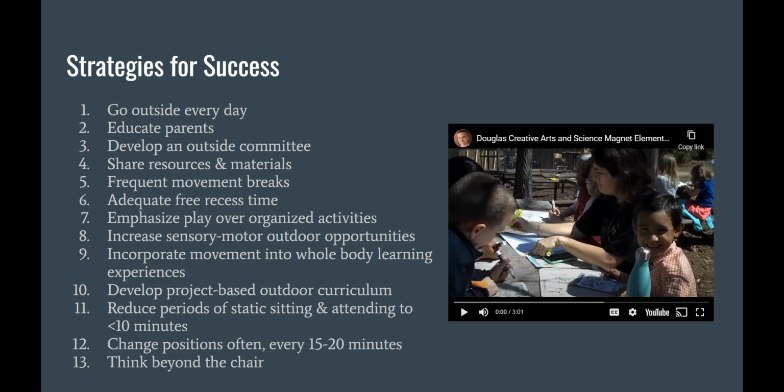Number six, adequate free recess time. I talked about that a little bit. I'm a big proponent of just letting kids be kids. As adults, our job's to structure, and that's going to allow them opportunities to develop themselves in all those different areas we've already discussed. So, emphasizing play over organized activities and increasing sensory motor outdoor opportunities. Again, this is all just the structuring stuff, and I've kind of talked about that a little bit. So incorporating movement into whole body learning experiences, that's going to draw back to looking at academic lessons and finding ways that we can make those whole body experiences.